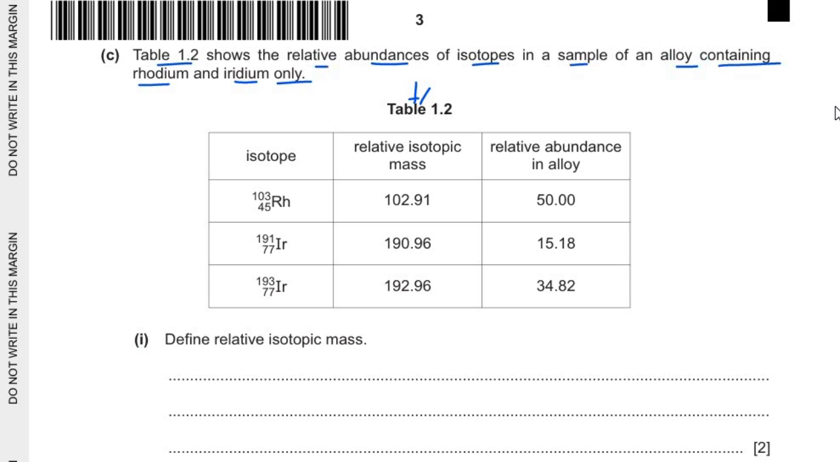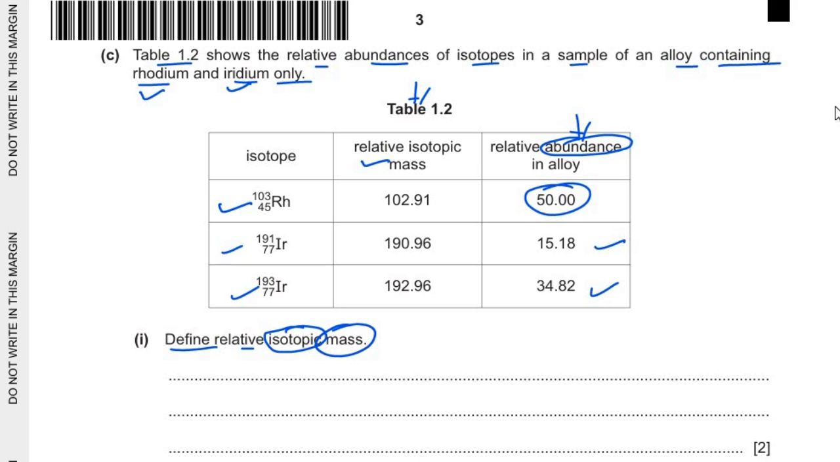Okay, so we have an alloy containing only the two metals, rhodium and iridium, and here are the relative isotopic mass and the abundance given in the alloy. So we can see that 50% of the alloy is rhodium and the remaining 50% is iridium. Now here the first sub question is: define relative isotopic mass.